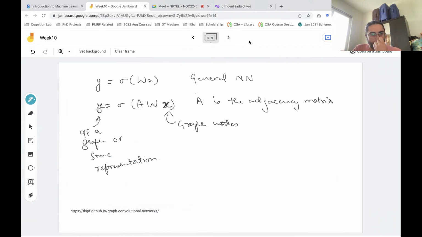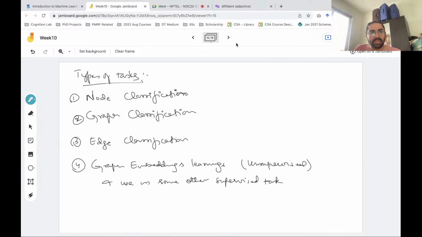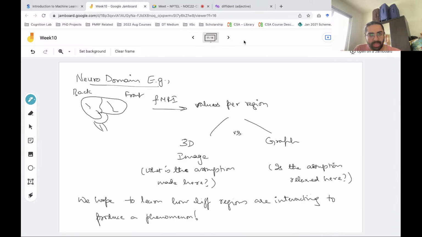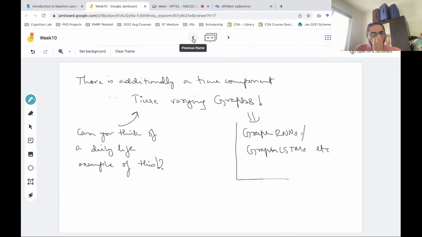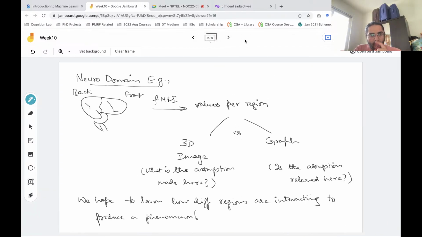Okay, so I had a couple of things here, so just go through it in case you're interested. One idea I want to give you is in terms of the domain that I work in, that is brain data. So assume that this is a brain. We have the front of the brain and the back. When you do an fMRI study, you're getting some signals from the brain, so you basically have one value per region.